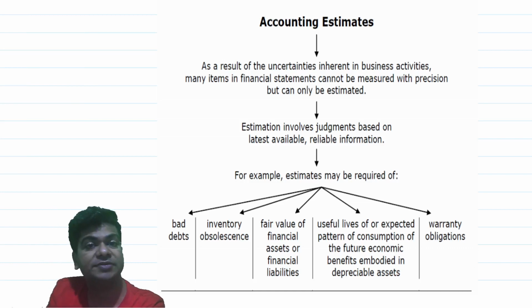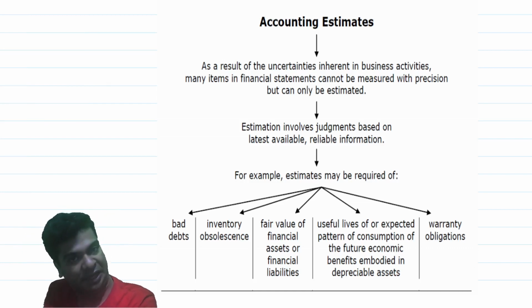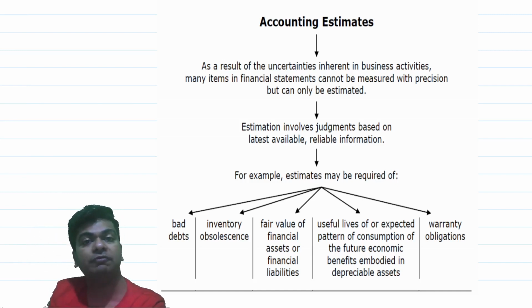One of the classical examples of accounting estimate is depreciation. Think of it. When you are calculating depreciation, you have to estimate the useful economic life of the asset.